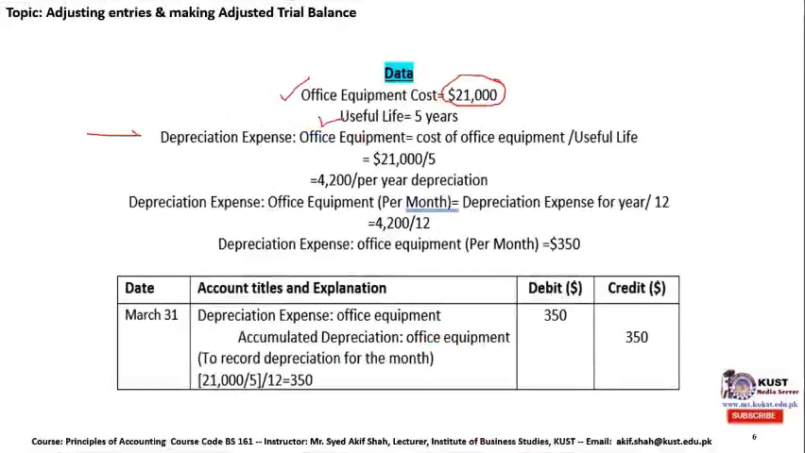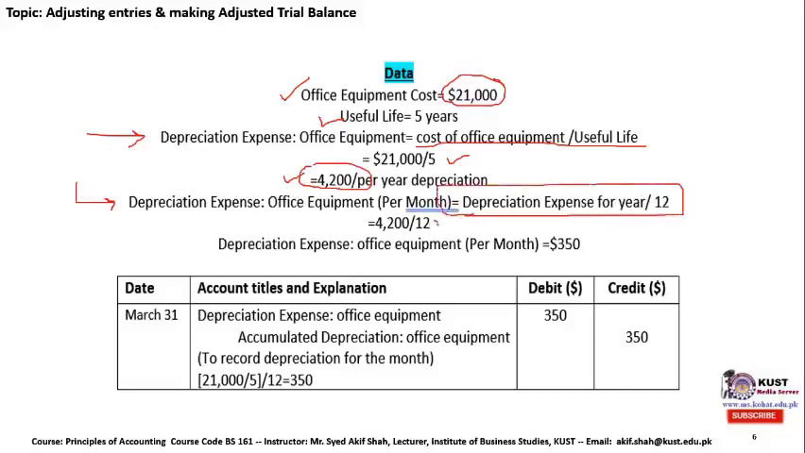So we can follow the same formula, that is to divide the cost of the asset by useful life. So cost of office equipment divided by the useful life, 21,000 divided by 5. So the depreciation per year against the office equipment is $4,200. However, the instructions are requiring us to record the adjusting entry for a single month. So therefore, we have to divide the annual depreciation charge by 12. That is depreciation expense for the year divided by 12. So we have done it correctly.